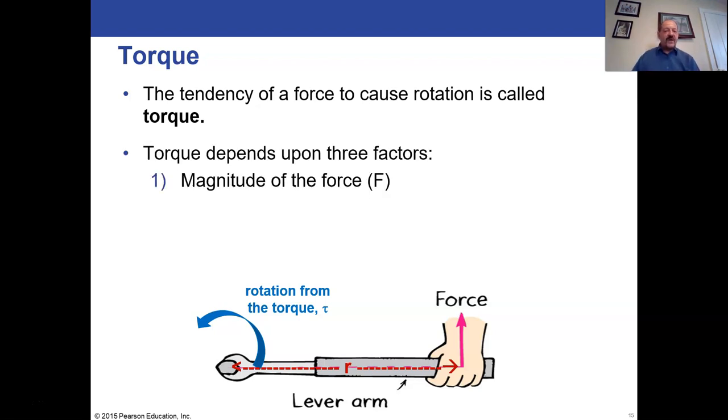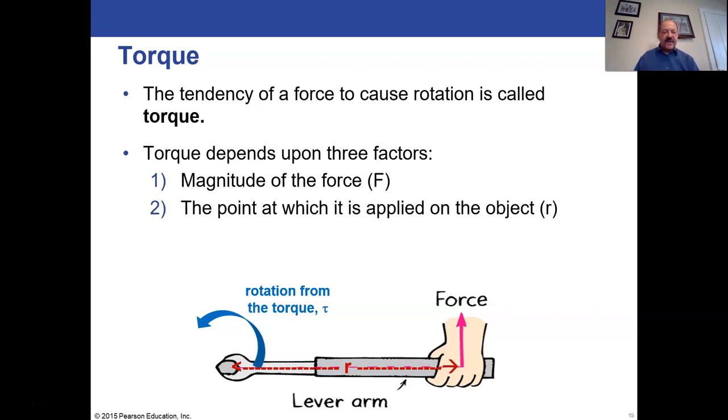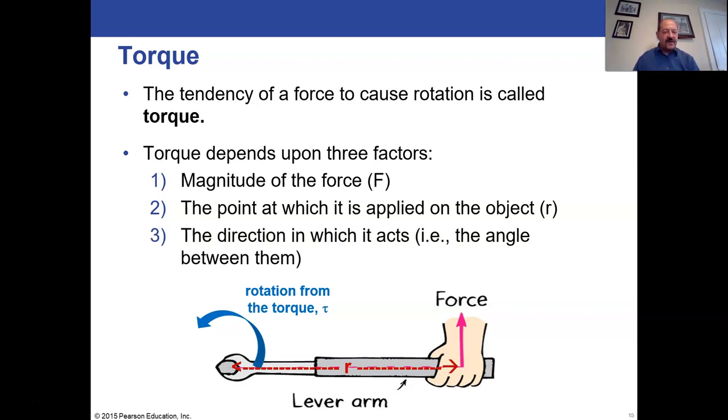So this is dependent on the magnitude of the force. That's probably obvious to you at this point. But it's also dependent on where that force is applied, and in this case, it's the length r away from the center. And it's also dependent on what angle it is when you pull that force. So we have what's called a lever arm.